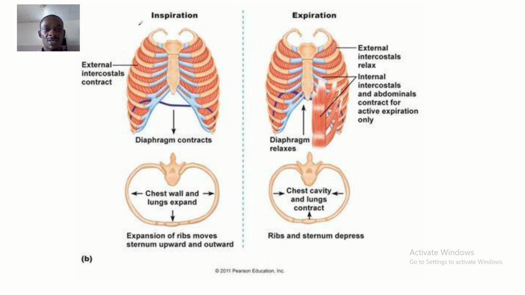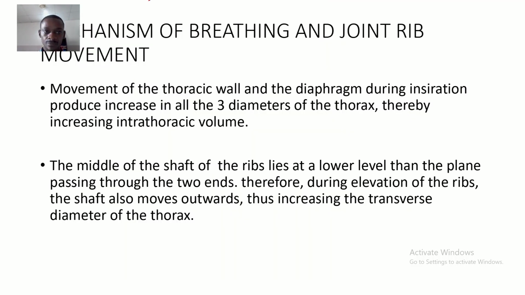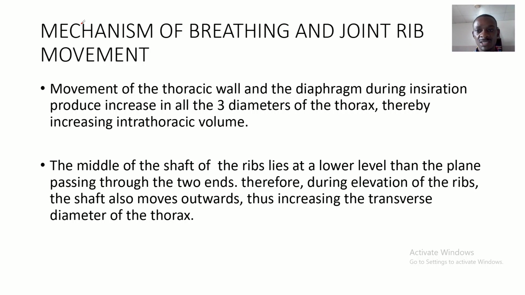So this is basically under inspiration, that's taking in of air, and expiration, that's exhaling air. So you talk about the changes in the thoracic cavity and the changes in the ribs when you are inhaling air and when you are expiring air. So, mechanism of breathing and joint rib movement. The movement of the thoracic wall and the diaphragm during inspiration produces increase in all the three diameters of the thorax, thereby increasing the intrathoracic volume.